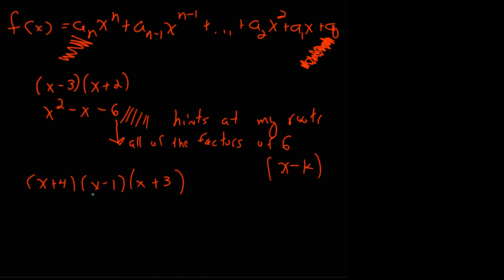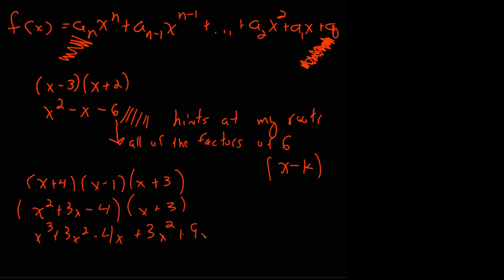So I'm going to FOIL the first two terms. X squared minus x plus 4x, that's plus 3x minus 4. And now I'll multiply it by the last term. So x goes through each term here. X cubed plus 3x squared minus 4x as x goes through each term. And then multiply 3 through each term. Plus 3x squared plus 9x minus 12. I'm going to collect like terms. So x cubed, 3x and 3x is plus 6x squared. Negative 4, 9 is positive 5x minus 12.